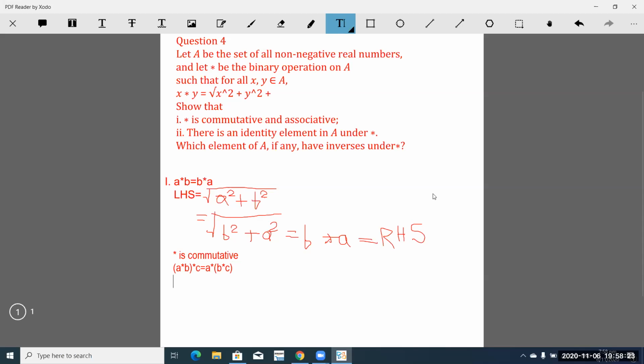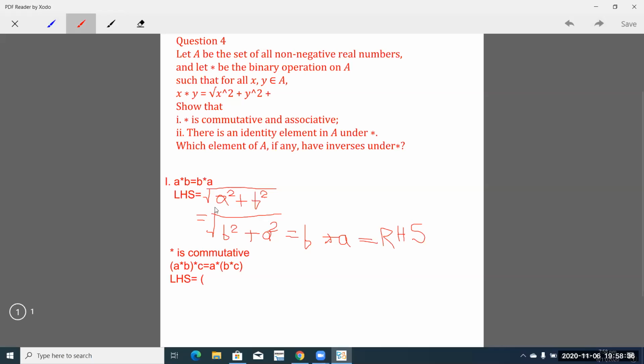All right, so let's start with our left-hand side. Our left-hand side is (a star b) star c. What's a star b? It would be the square root of a squared plus b squared. That's a star b. So now we need to star that with c.